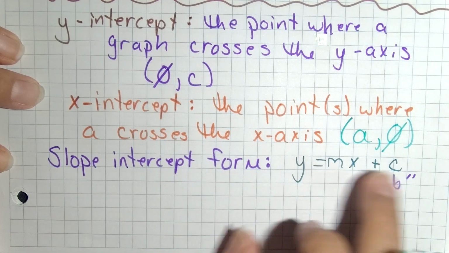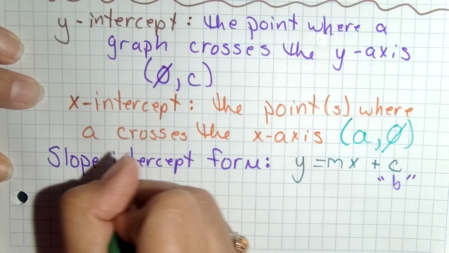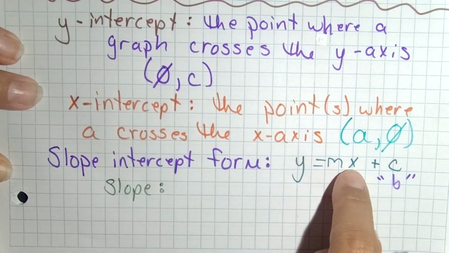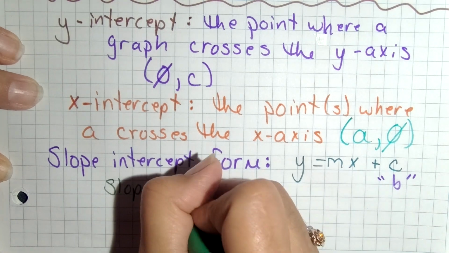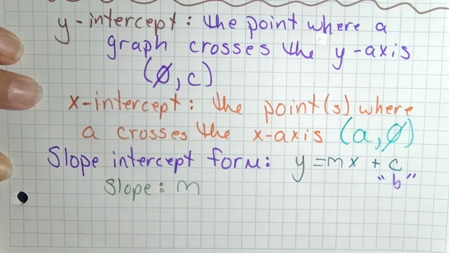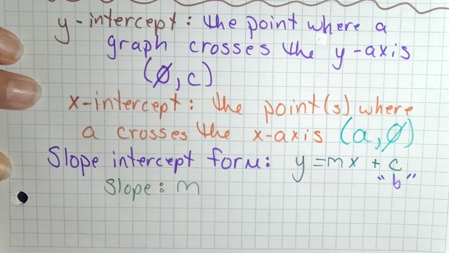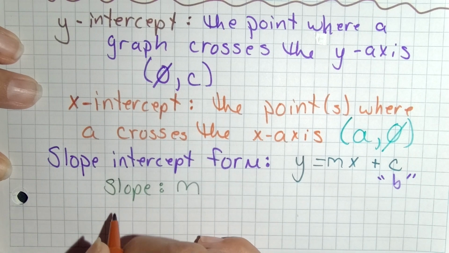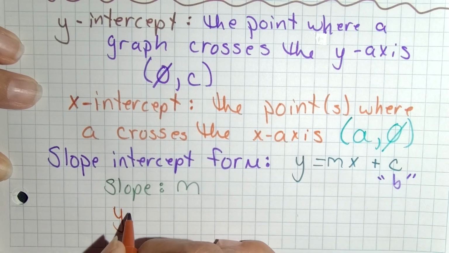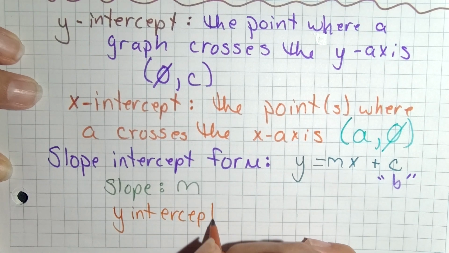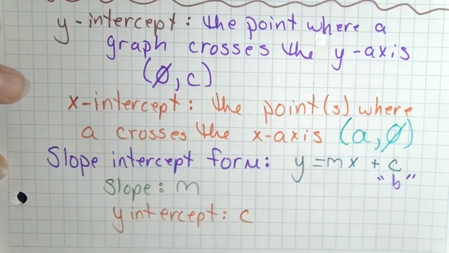Which of these variables is the slope? Very close. Not the mx, because the x is a variable. It's just m. Okay? So slope is your m value. Then what is your y-intercept? Very good.